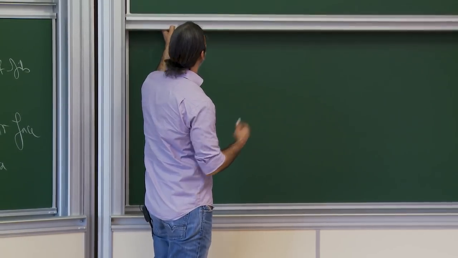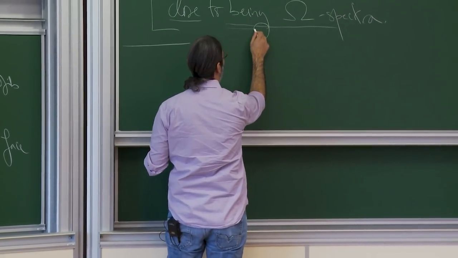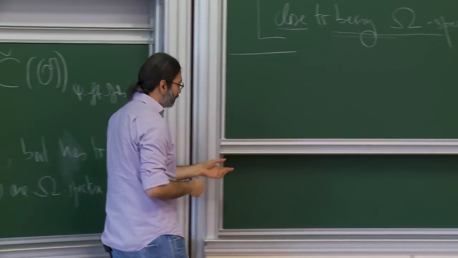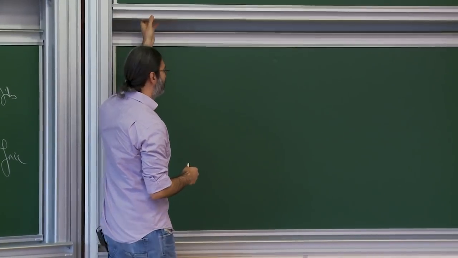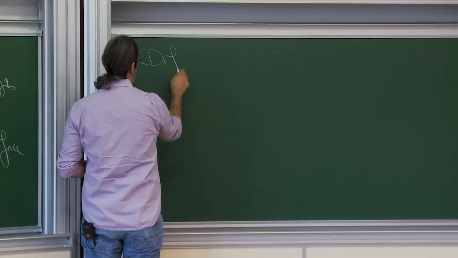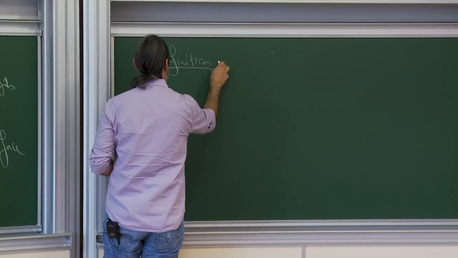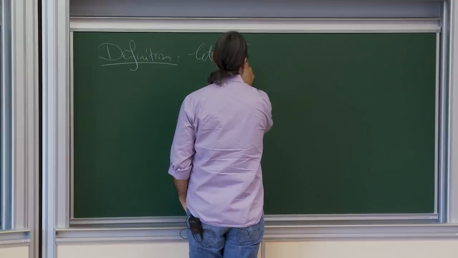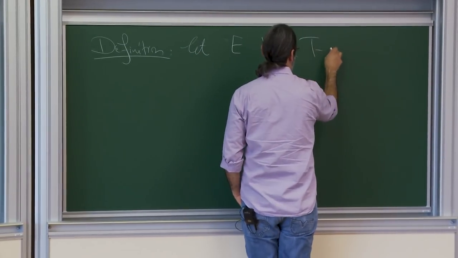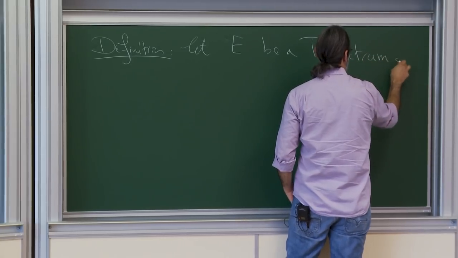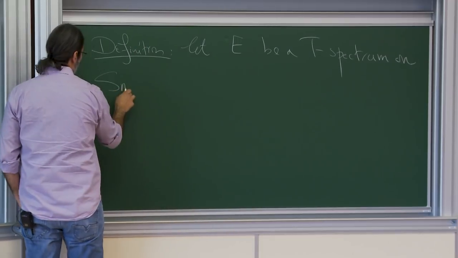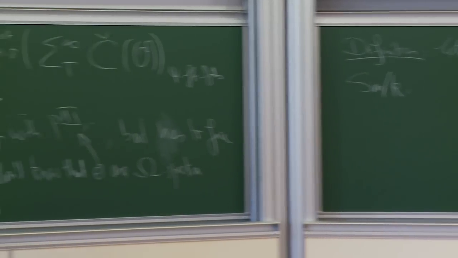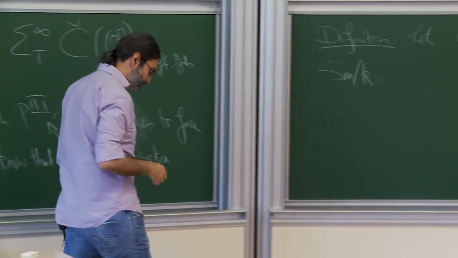So I'll start by saying really what this is. The simplest thing that I can do is to make precise what I mean by close to being an omega spectrum. So I start with this, a definition. Let E be an motivic spectrum on smooth varieties. This can also easily be extended to any category, for example, to smooth foliation. I would just say it in this case.